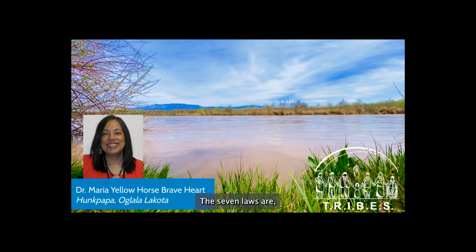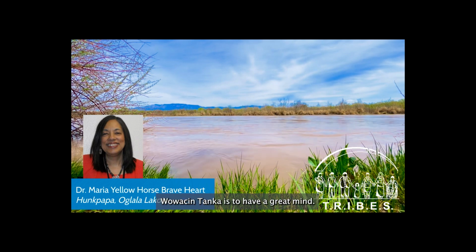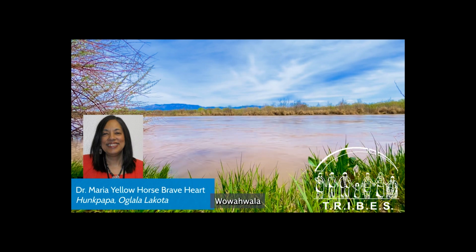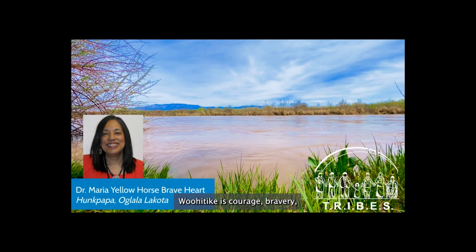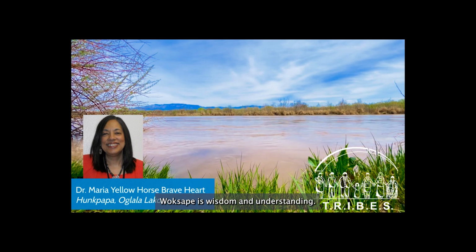The 7 laws are things that people respect, and sometimes there's diversity, but they are Wachante Oganake is generosity. Wowawunshila is compassion. Wowahunia is respect for all of creation. Wowachin Tanka is to have a great mind. Wowachwala is humility, state of silence, being humble, and no one is above another. And Wohitika is courage, bravery, principled, and being disciplined. And Woksape is wisdom and understanding.